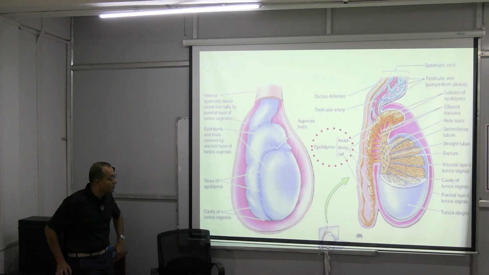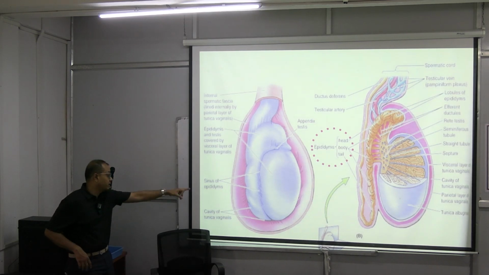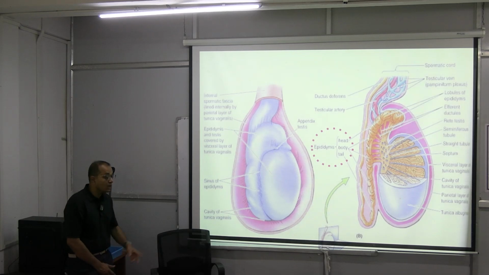Here you have to identify two things. What is the testicle, this oval structure, and what is it composed of structurally? If you break it down, cut it down, what are you going to see inside, the functional unit of it. Then you have to identify the epididymis, different parts of it, and the sinus of epididymis, based on how these things are there.